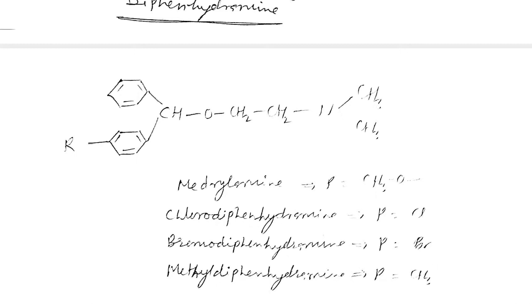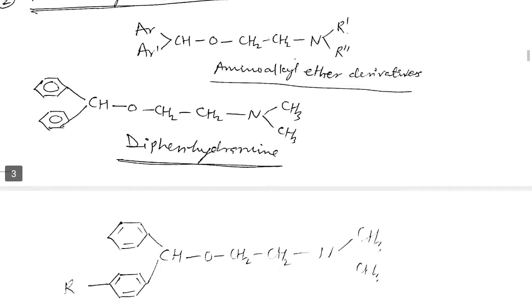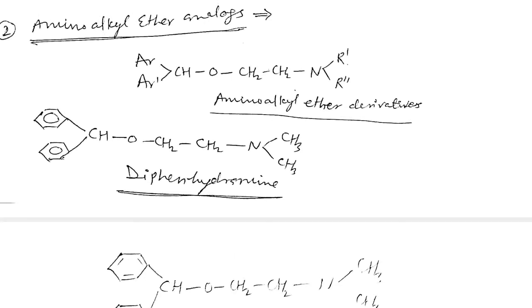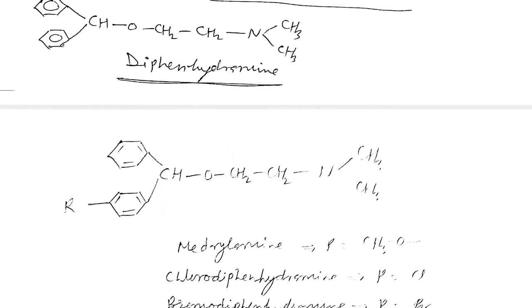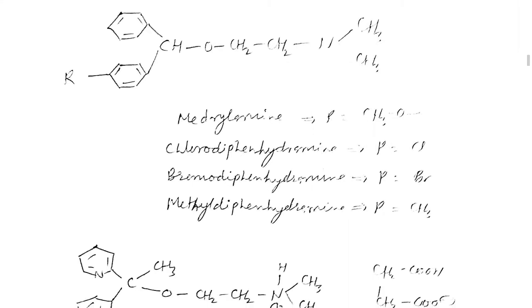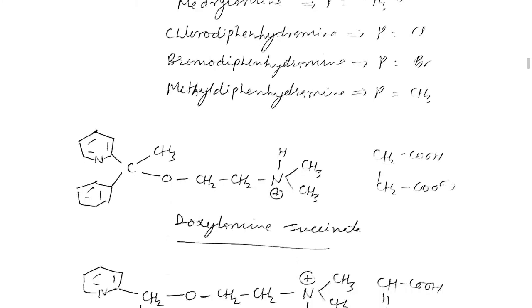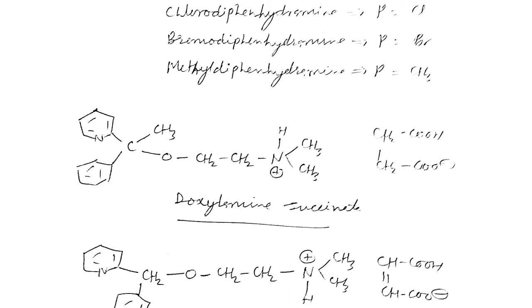So you can say aminoalkyl ether analog. The prototype drug is diphenhydramine, and these are the derivatives of diphenhydramine. There is medrylamine, chlorodiphenhydramine, bromodiphenhydramine, and methyldiphenhydramine. And doxylamine.